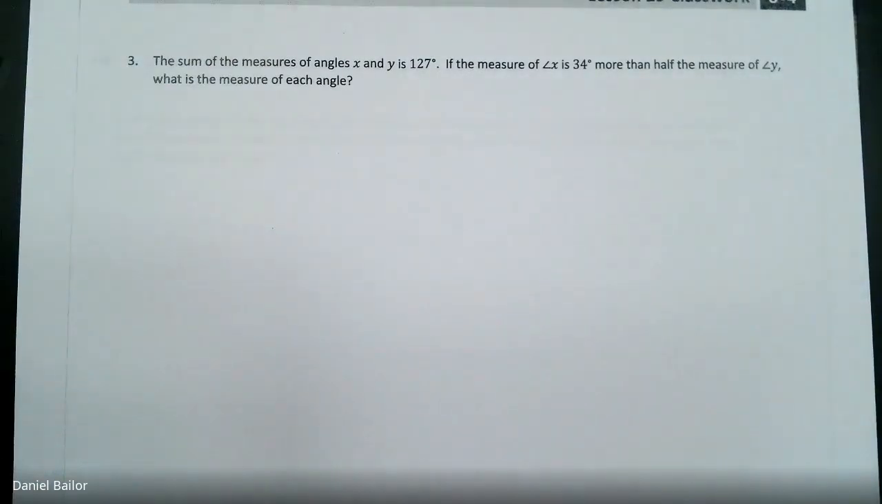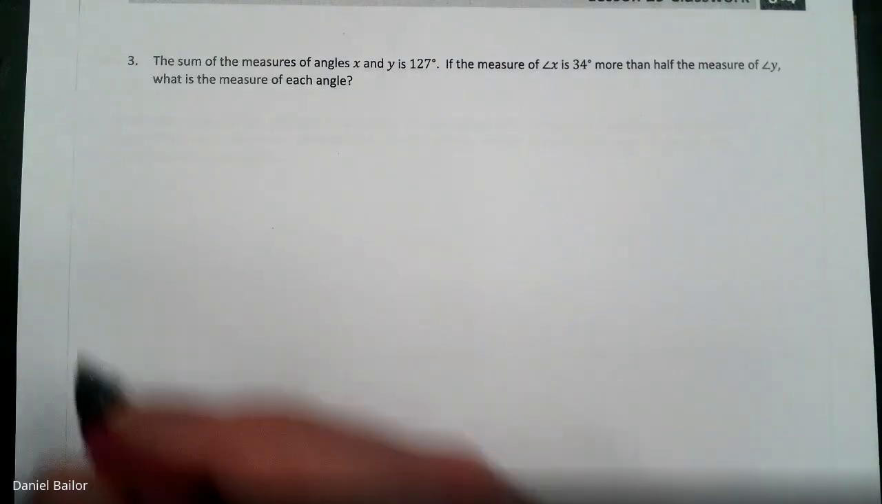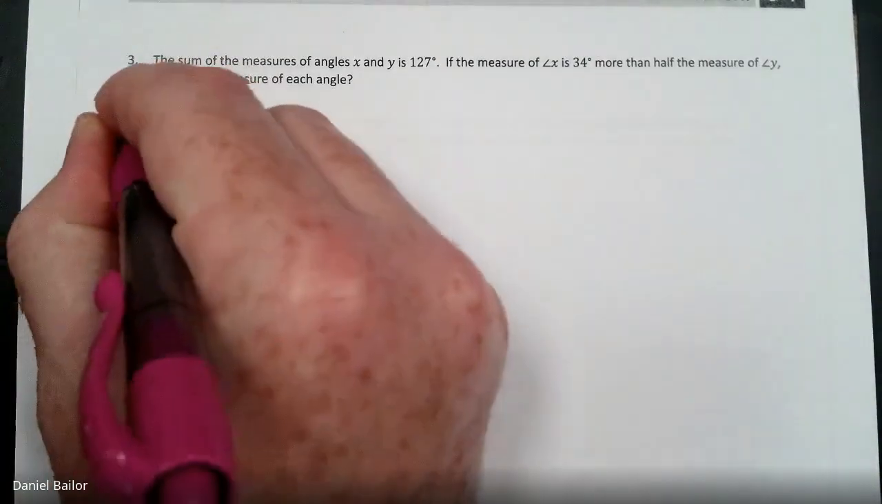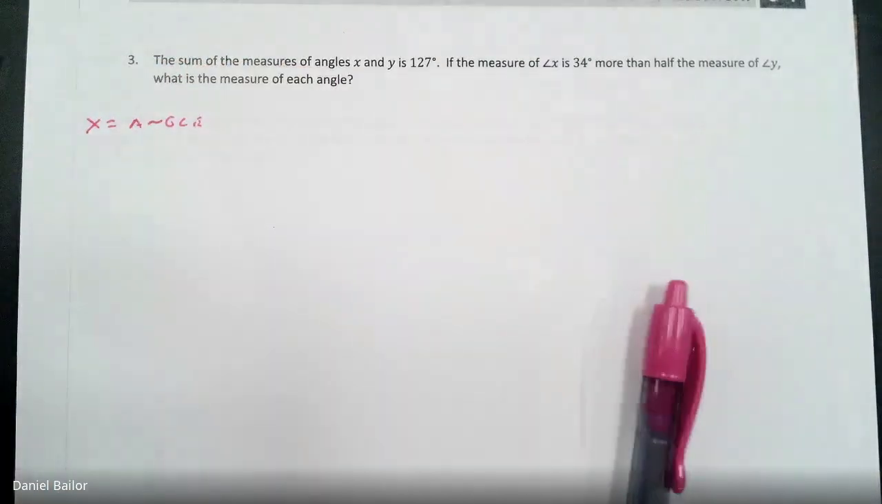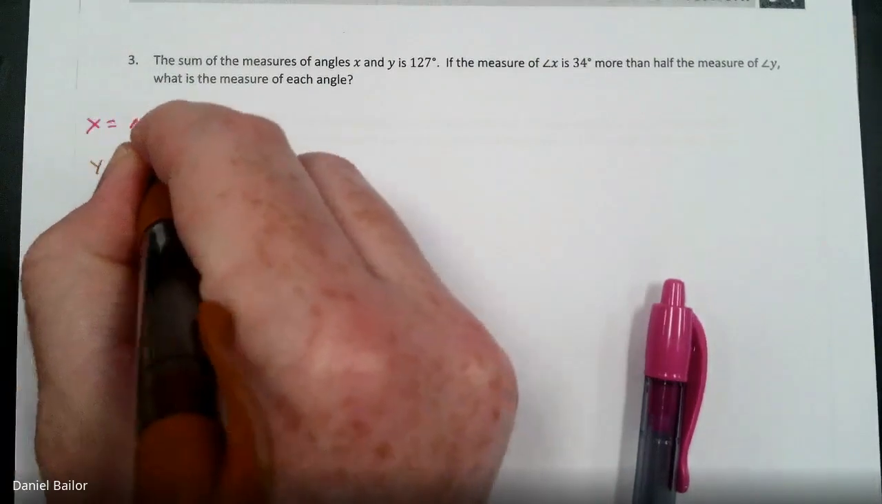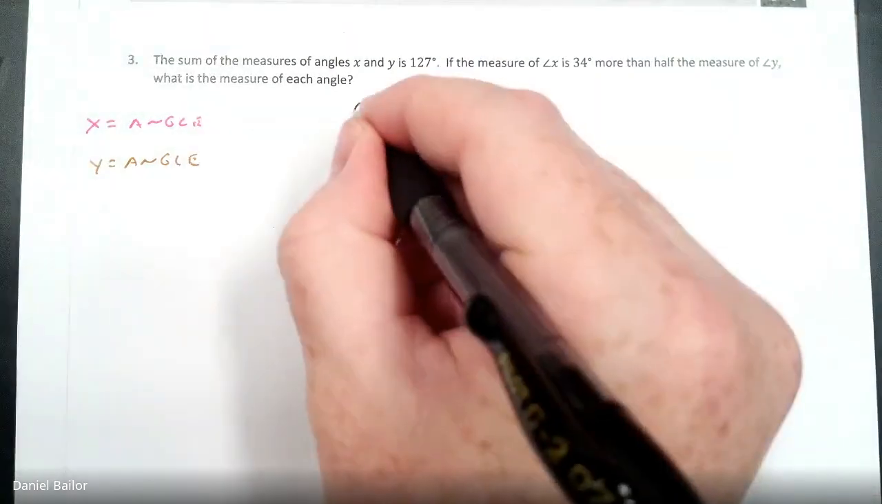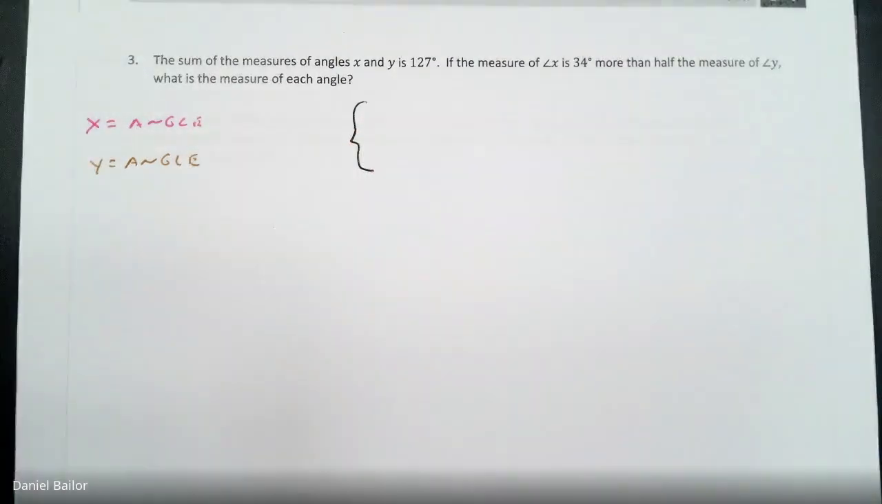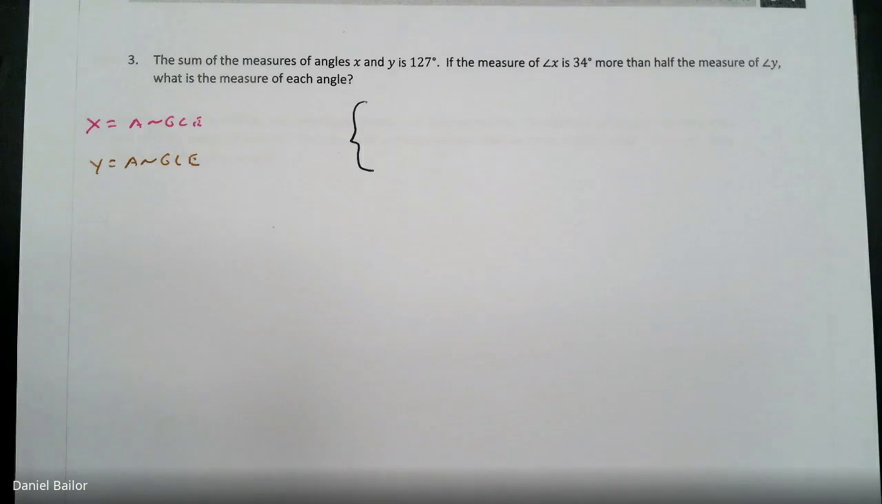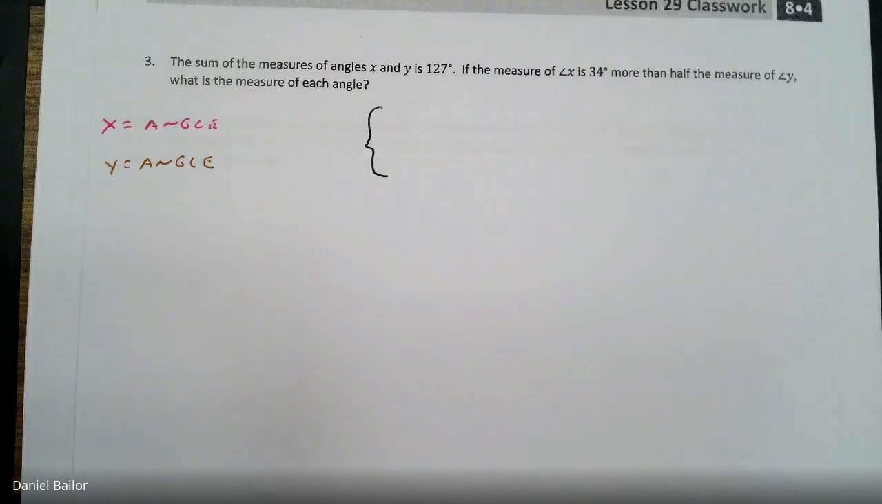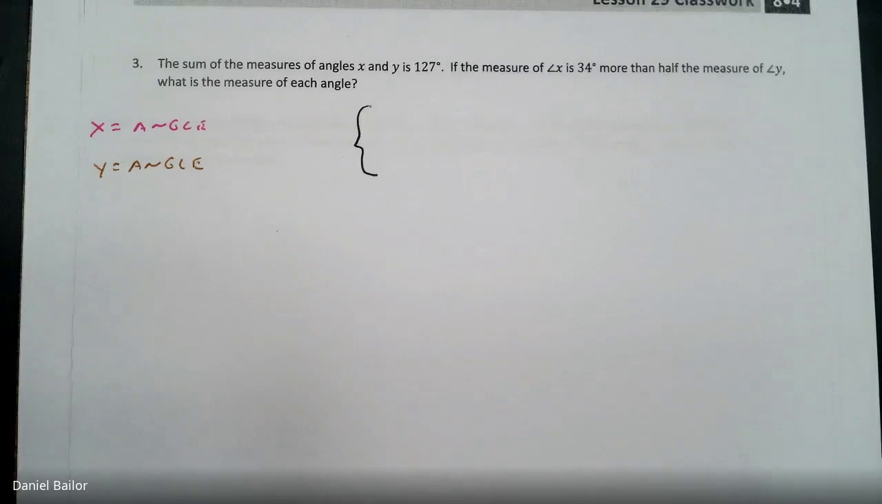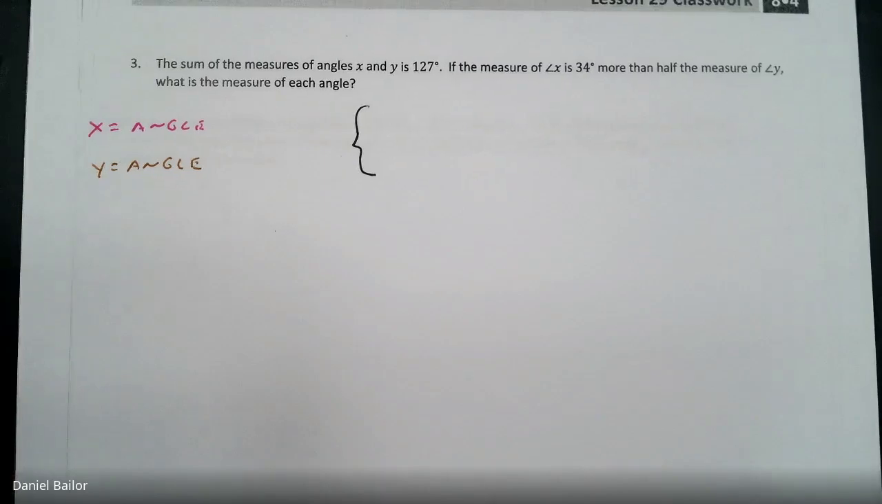Exercise 3 says the sum of angles x and y is 127. Well, that's easy. They already gave us the variables. x is an angle, and y is an angle. That's simple. And we need to turn this into a system. The sum of measures of angles x and y is 127. If the measure of angle x is 34 degrees more than half the measure of angle y, what is the measure of each angle? So we need both angles in our answer.